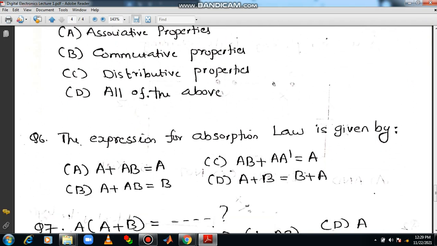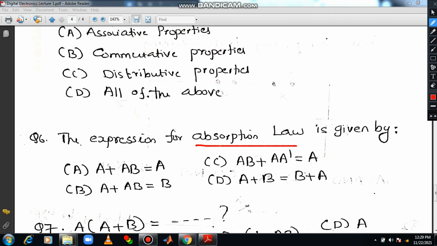Now, question number 6. The expression for absorption law is given by. We have solved a similar kind of problem, but we haven't mentioned that there is an absorption law. So please remember the statement, identify the statement. Consider the first statement, A plus AB. What is the answer for this? Here, which is the common factor? A is a common factor. So let me take A outside: 1 plus B. Now tell me, what is 1 plus B? 1 plus B we can write as 1.